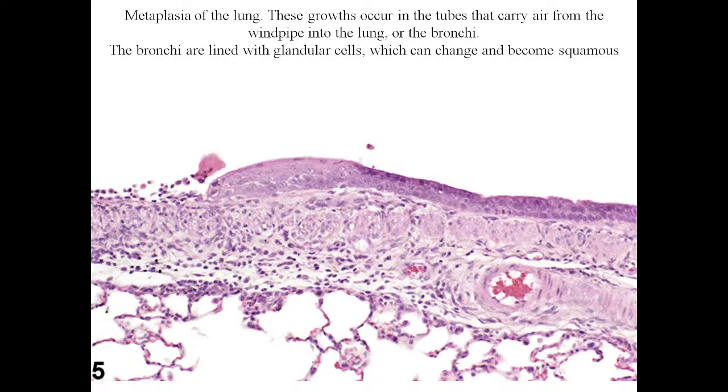Student, the next type of premalignant tumor is metaplasia of the lung. This growth occurs in the tubes that carry air from the windpipe into the lung, the bronchi. The bronchi are lined with glandular cells, which can change and become squamous. And in this slide you can see metaplasia of the lung.